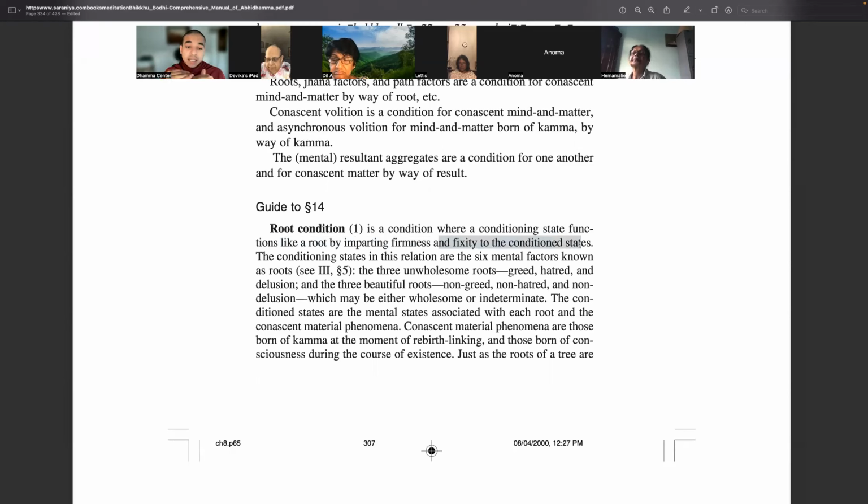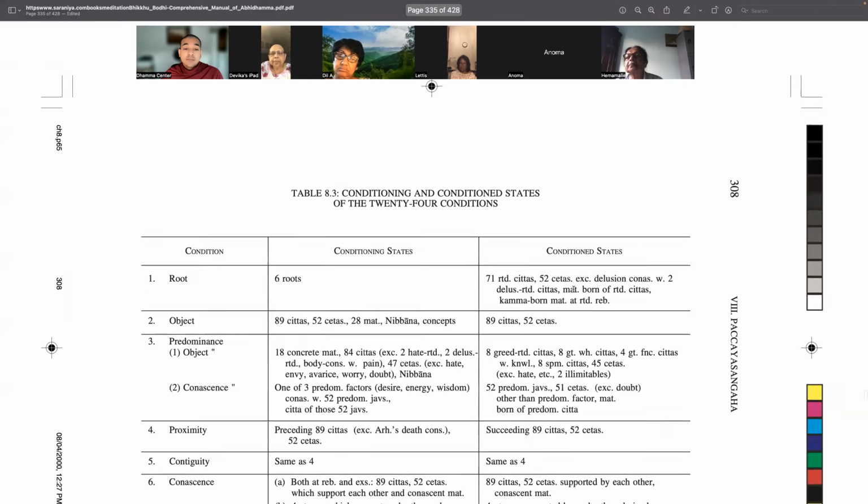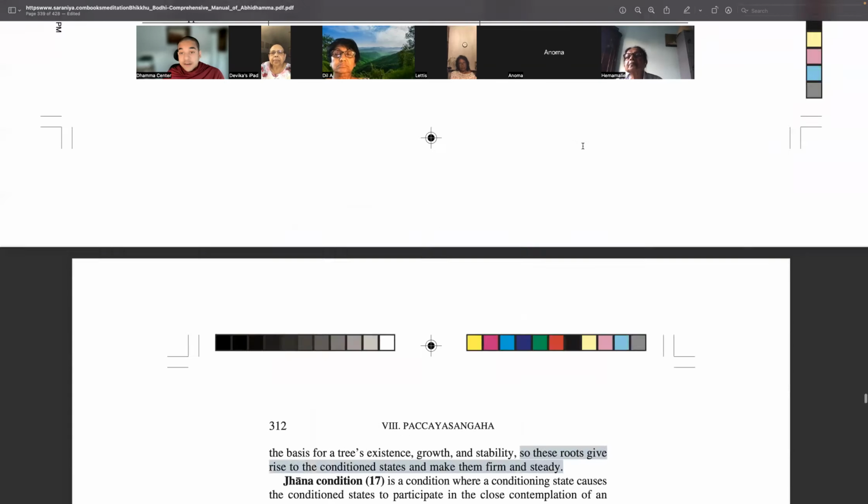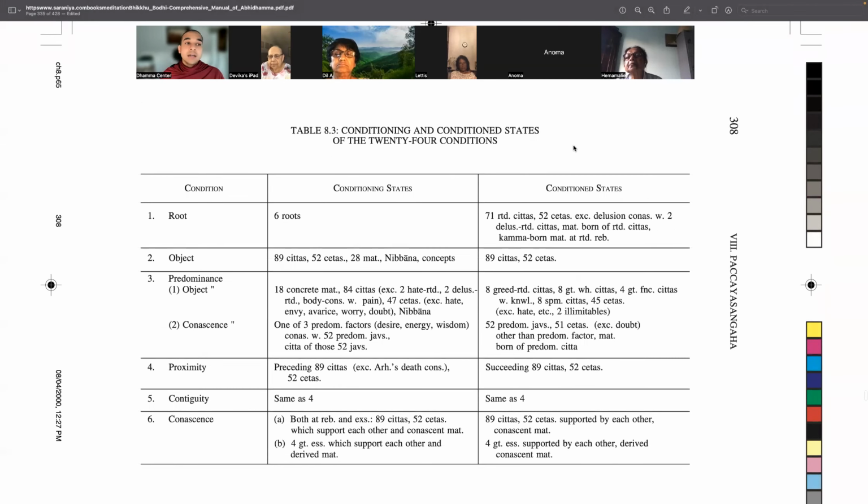The conditioning states in this relation are the 6 mental factors known as roots: the 3 unwholesome, greed, hatred, delusion, and the 3 beautiful, non-greed, non-hatred, non-delusion, which may be either wholesome or indeterminate. The conditioned states are the mental states associated with each root and the connascent material phenomena. The connascent material phenomena are those born of karma at the moment of rebirth linking and those born of consciousness during the course of existence. Just as the roots of a tree are the basis for a tree's existence, growth, and stability, so these roots give rise to the conditioned states and make them firm and steady. Your homework: go back and read Sayadaw's book. Okay?